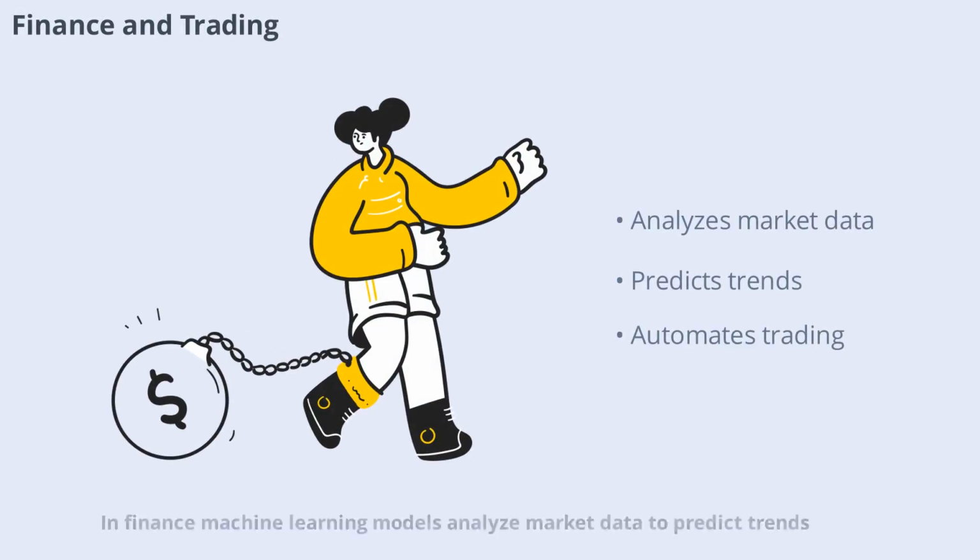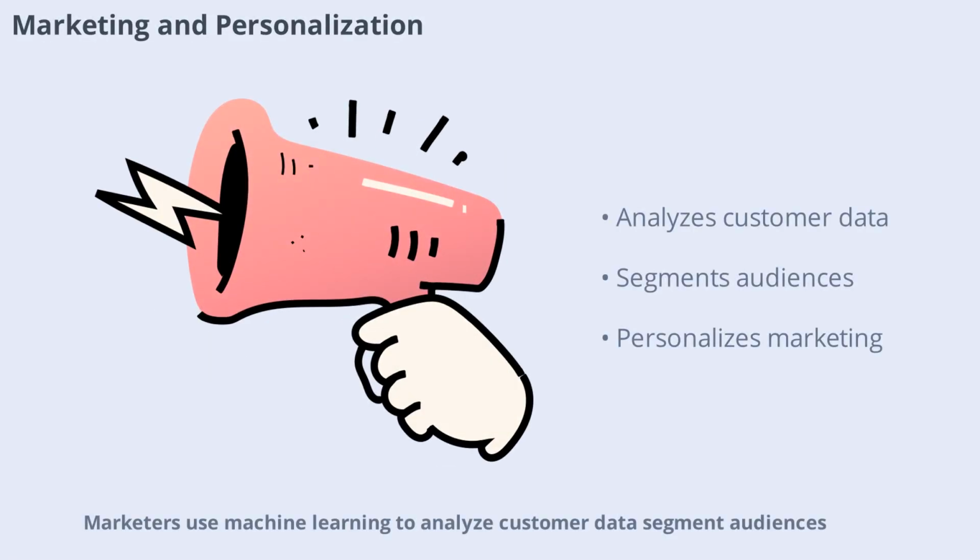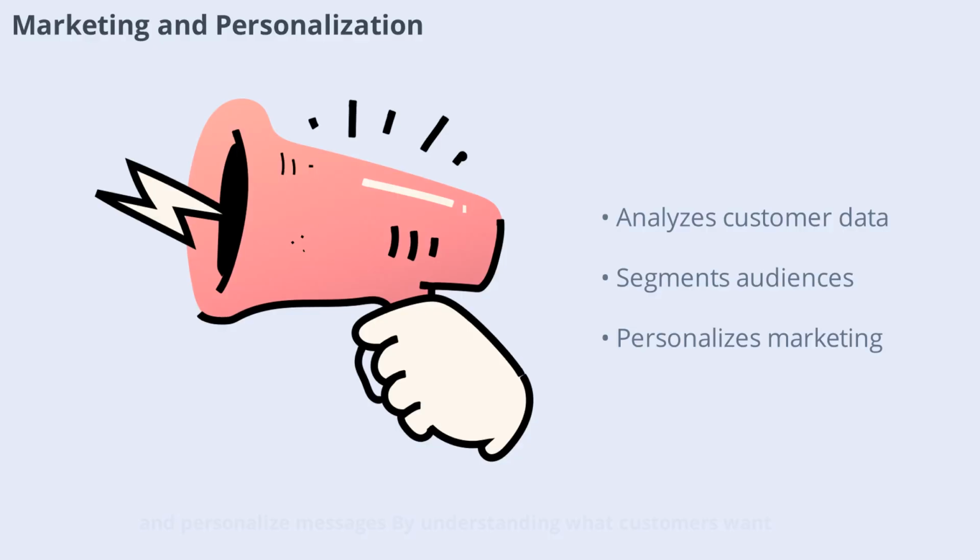In finance, machine learning models analyze market data to predict trends, manage risk, and automate trading. These systems can process vast amounts of information quickly, helping investors make better decisions and respond to market changes in real time.